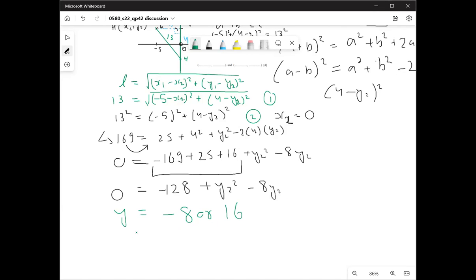Okay. Now therefore, H is 0, minus 8 or 0, 16. This is wrong. What is wrong? Tell me. Okay, one second. I remember we were doing this in class and we got a different answer in the marking scheme as well. Should I show you? I'll open the marking scheme. Just a second.